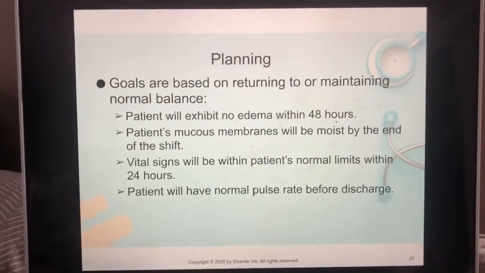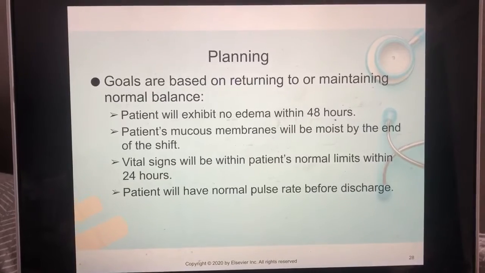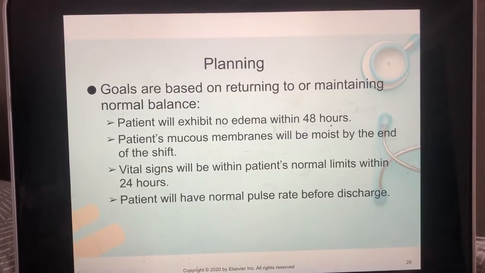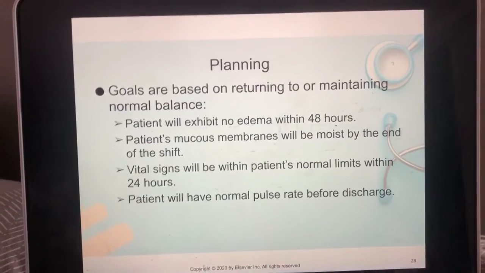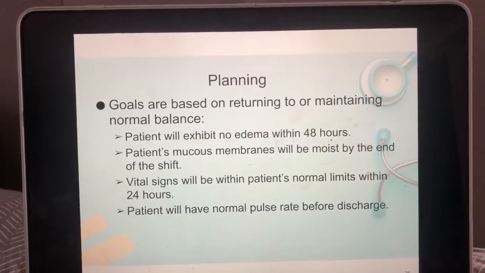Continuing, she will not exhibit any edema. Her mucous membranes will be moist. Her vital signs will be within normal limits, and she will have a normal pulse rate before discharge.